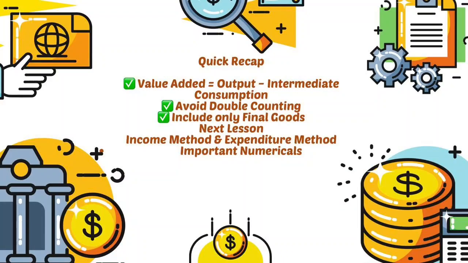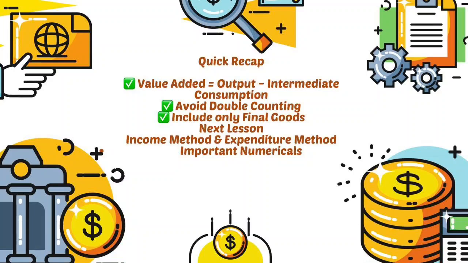Before we end today's class, let's quickly revise everything we have learned. Firstly, we understood that national income is the total value of final goods and services produced in an economy during one financial year. Then we learned there are three methods to measure national income: value-added method, income method, expenditure method. Today we focused only on the value-added method. We learned the most important formula: value added is equal to value of output minus intermediate consumption. Then we understood the concept of double counting and learned how to avoid it by counting only final goods or by adding value added at each stage.